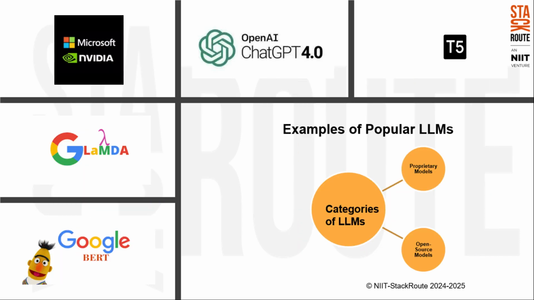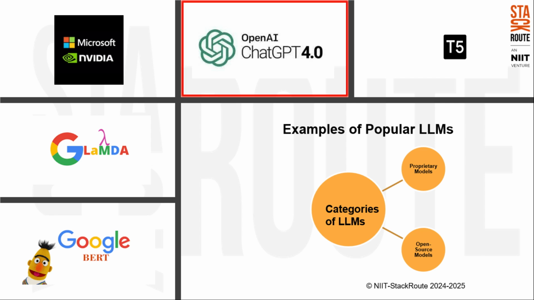Let us discuss the two main categories of LLMs and then see the examples for both the categories. Proprietary models. These models are developed and owned by private companies. They are typically not publicly available and require specific permission or licensing to use. Open source models. These models are developed collaboratively and their code and underlying architecture are freely available for anyone to access and use.